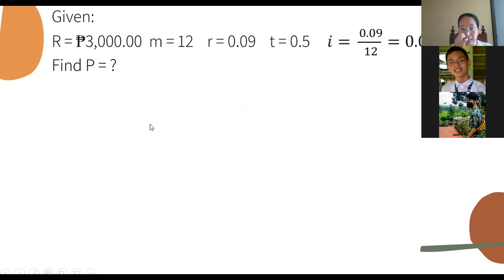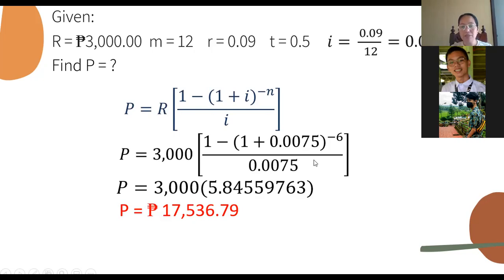Ito naman, si P naman ang nawawala. So kung si P ang nawawala, we don't need to use the F. Kasi based on the formula is P equals R times the quantity, 1 minus, ito po siya. Sinubstitute natin yung all given, medyo madali pa dito. So ito na po yung lalabas. That the principal, the present value is 17,536.79. Okay po?